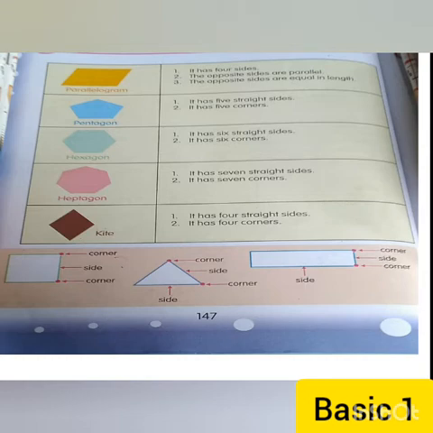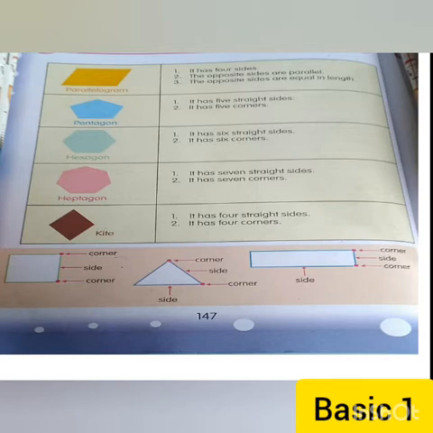We have the hexagon, 6 straight sides with 6 corners. We have the heptagon, 7 straight sides with 7 corners. And finally, we have the kite, 4 straight sides and 4 corners.